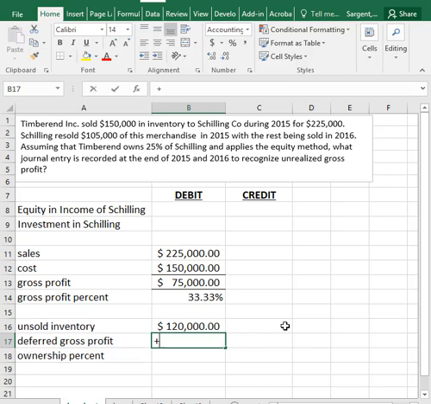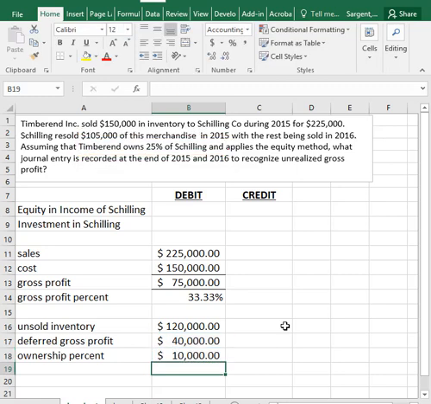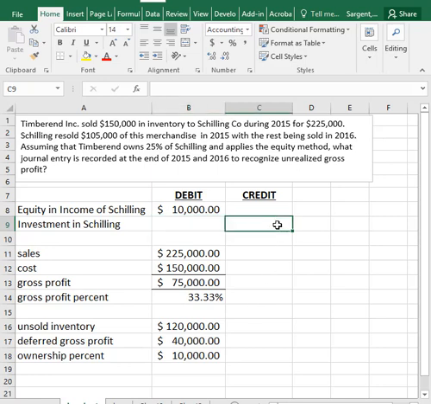Okay, and the deferred gross profit would be that ending inventory times the gross profit percent, and then how much of Shilling did Timberend own? 25%. So 25% of that needs to be removed from their income that they report from Shilling. And there's your entry. Okay, ready for next.